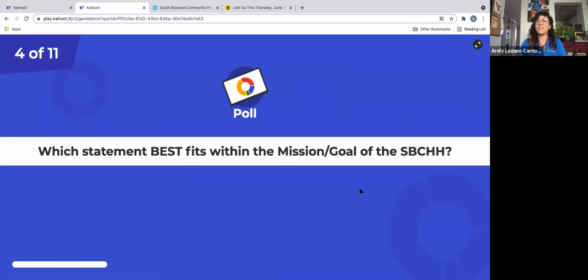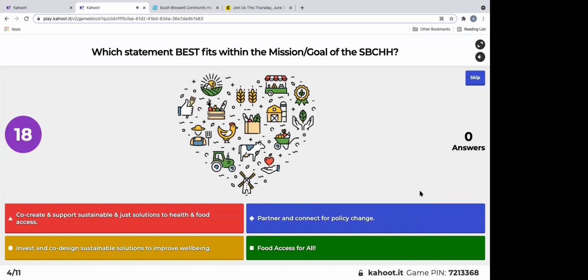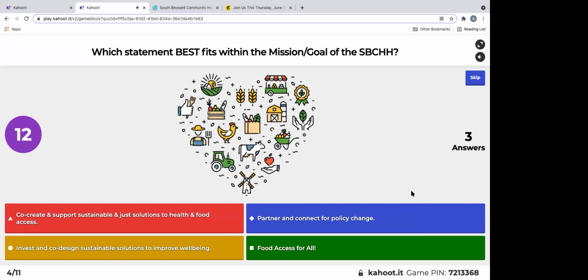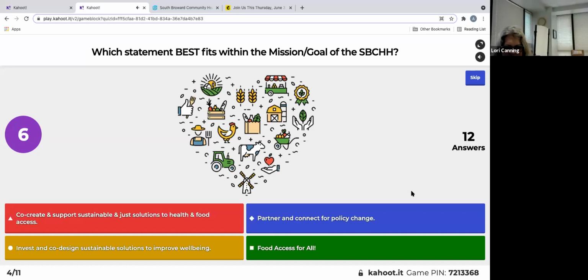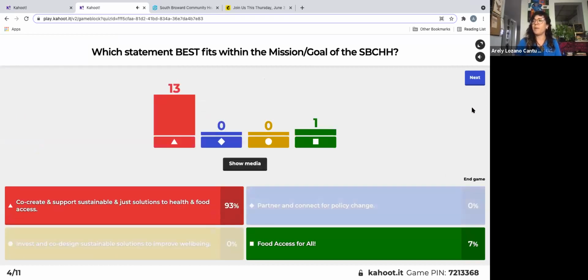Okay, and the next one, which statement best fits within the mission and goal of the South Broward Community Health Hub? One of them is the more accurate, so go for it. All right, 5 more seconds. Good job, everybody. And yes, food access for all is also part of this.